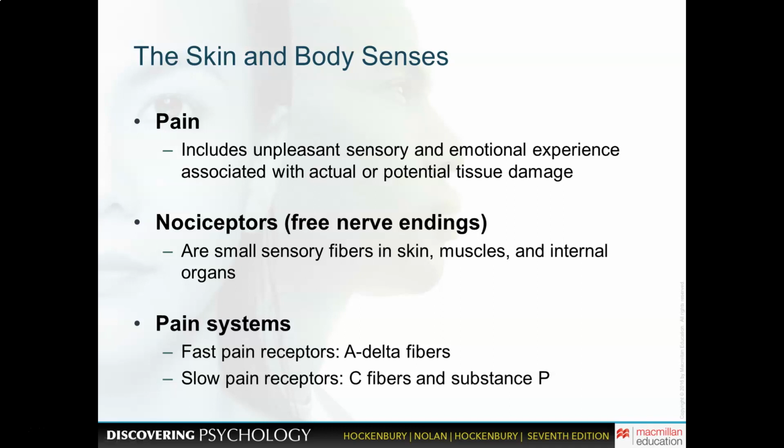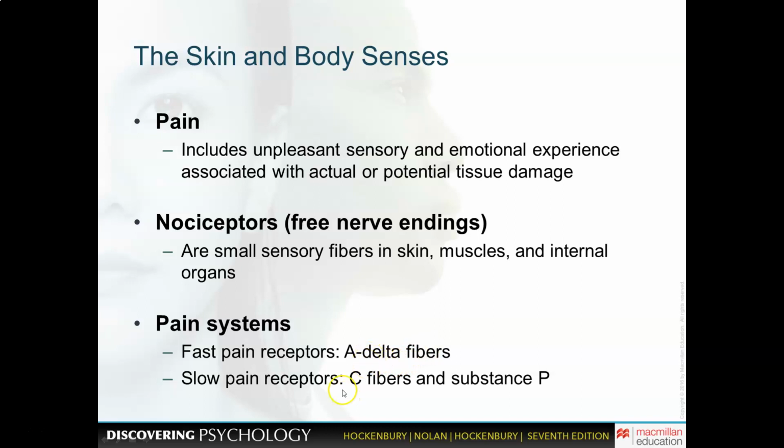Now we have 2 different types of pain systems here. We have what's called A delta fibers, and those are our fast pain receptors. So when we get injured, when we first feel pain immediately, take for instance, if you touch something hot and then you immediately pull your hand back, that is your A delta fibers. That is your fast pain, immediately.